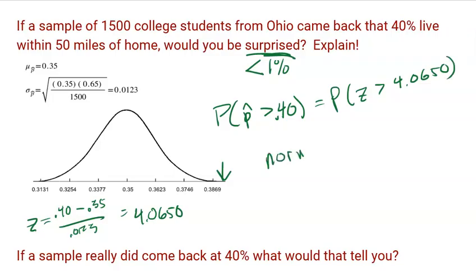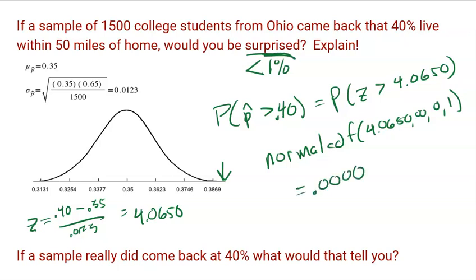To find the probability of that, I'm going to go ahead and do normal CDF. Going towards infinity, mean 0, standard deviation 1, 4.0650. Remember, when you use your calculator, you're going above to 99. We get a very low number, 0.00024. So would I be surprised if a sample came back 40% or more?